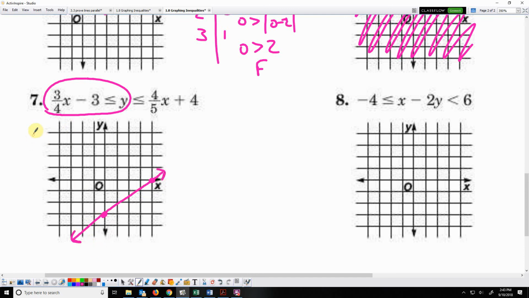And this line, if I test the origin, I get 3/4 times 0 minus 3 is less than or equal to 0. So negative 3 is less than or equal to 0. That is true. This line wants me to shade toward the origin, which is up. That line wants me to shade up.